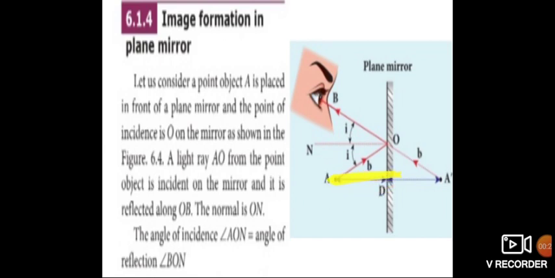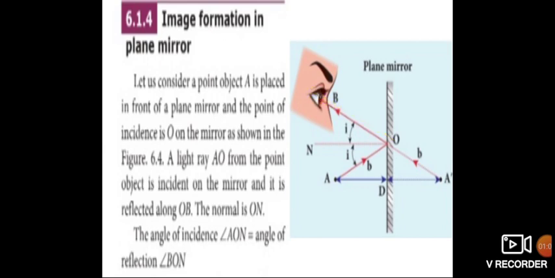The distance is AD. The point of incidence is O. Here we take that the ray from the object is incident on the plane mirror at a point O. A light ray AO from the point object is incident on the mirror and it is reflected along OB. Here the object is placed at a point A. We consider it is incident at the point O. So the incident ray is denoted as OA.